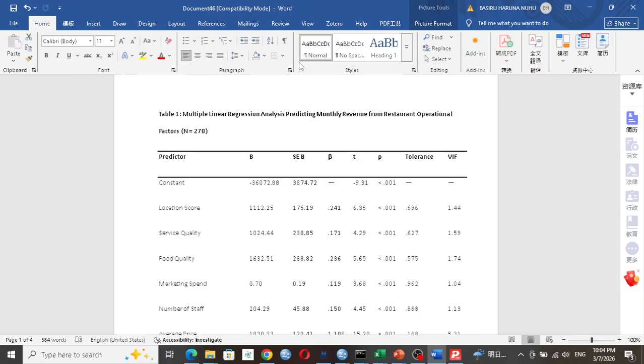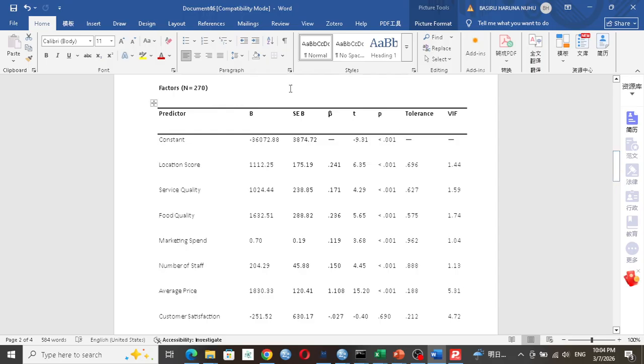Now this is the regression model. You give it a title: multiple linear regression analysis predicting monthly revenue from restaurant operational factors, and the sample size is 270. So when you take it, like I explained earlier, we have to put the table in a nice way. So we have our predictors. These are the predictors, and then we report this particular column, the beta unstandardized.